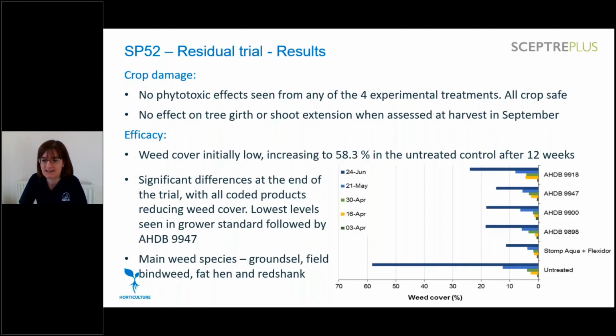So we saw the lowest levels, which were in the grower standard, Stomp, Apca and the Flexidor, but then that was quite closely followed by this experimental product here, 9947. And we were seeing a range of species within this trial area, mainly groundsel, field bindweed, fat hen and redshank. So these products are giving us good efficacy and good control of a range of different weed species.